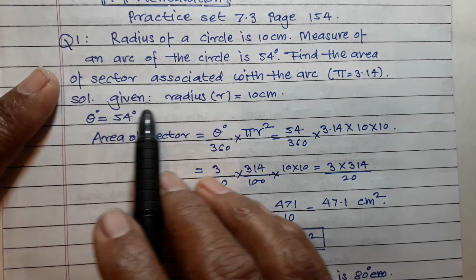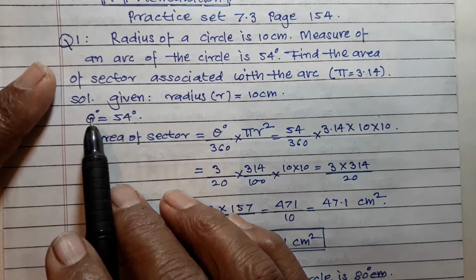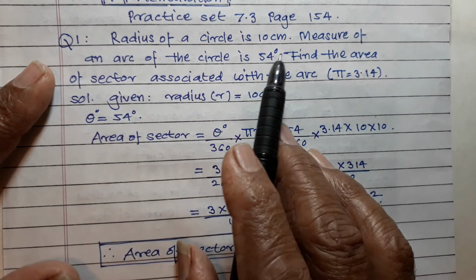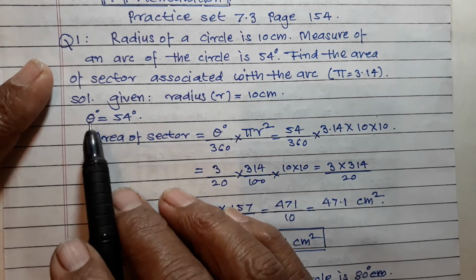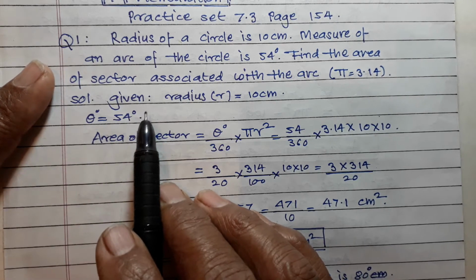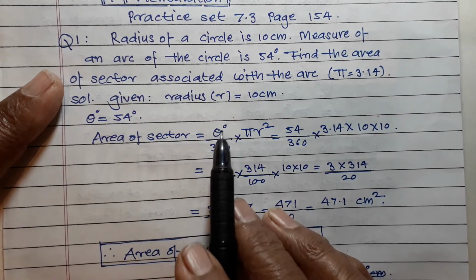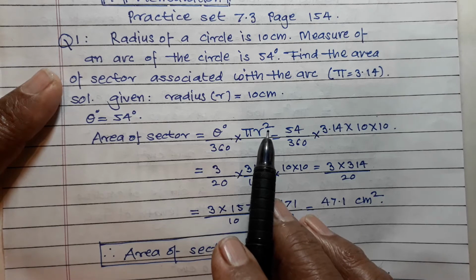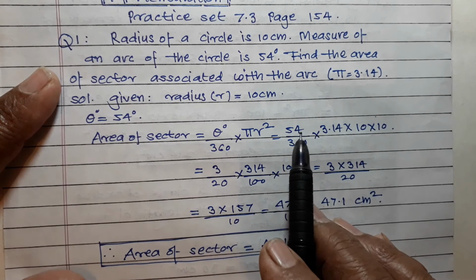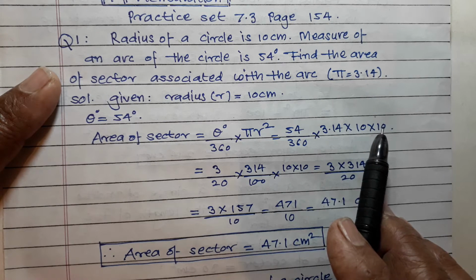Solution. Given radius r is equal to 10 centimeter and measure of an arc of the circle is equal to 54, and it is equal to the central angle theta, therefore theta is equal to 54. Now area of sector is equal to theta upon 360 into pi r square. So substitute values here: 54 upon 360 into 3.14 into 10 into 10.